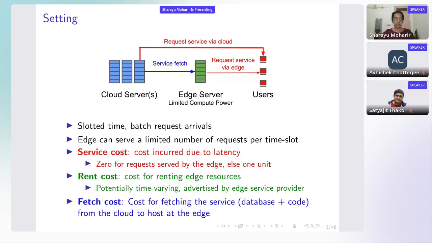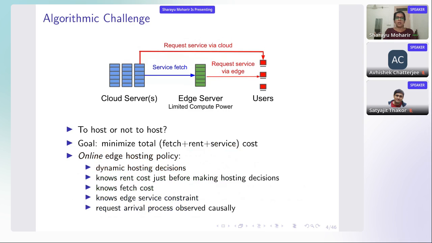Each such fetch leads to a communication overhead on the system, because a big chunk of data has to be fetched from the cloud to host on the edge. So on each such fetch, the system incurs what we call a fetch cost. The algorithmic challenge is to design a hosting policy. Now, what does this hosting policy do? This hosting policy decides when to host the service on the edge and when to evict it from the edge.